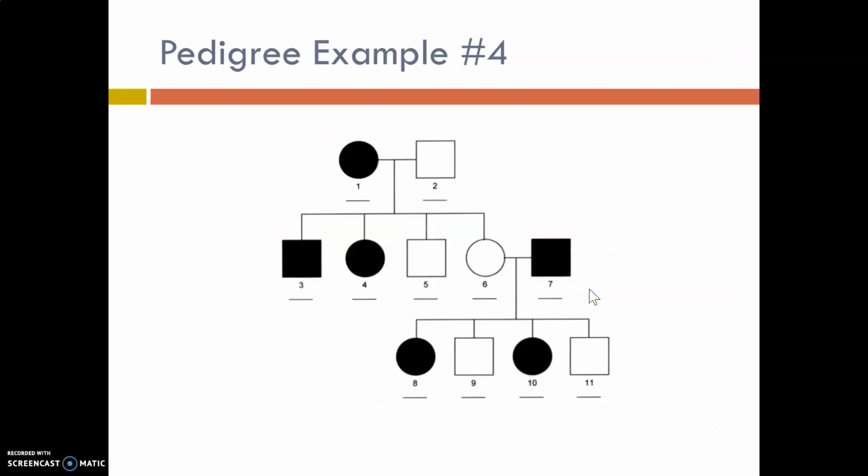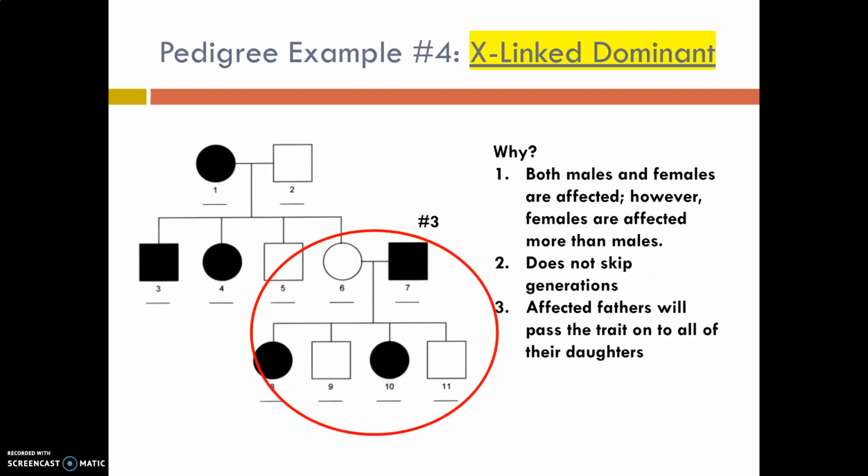All right, next example. I see more people affected here. I see it's affecting both females and males, and it looks like it's in every generation, so I'm thinking it's a dominant trait. But is it autosomal or is it sex-linked? This one is X-linked dominant because we see more females affected than males. That is one of the leading things, but you have to check your other things on your checklist just to make sure. It doesn't skip generations, and the last thing on this list is probably the most important identifier for this one.